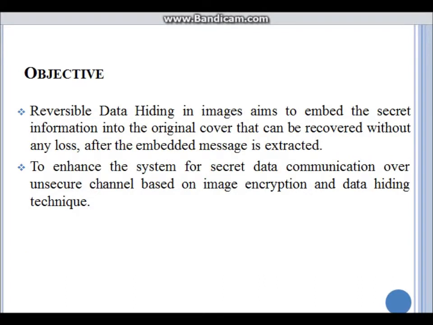Objective. Reversible data hiding in images aims to embed the secret information into the original cover that can be recovered without any loss. For enhancing the system for secret data communication over unsecured channel based on image encryption and data hiding techniques.